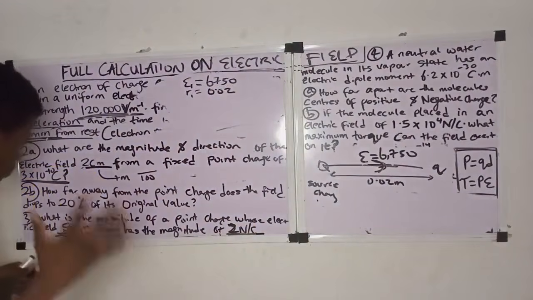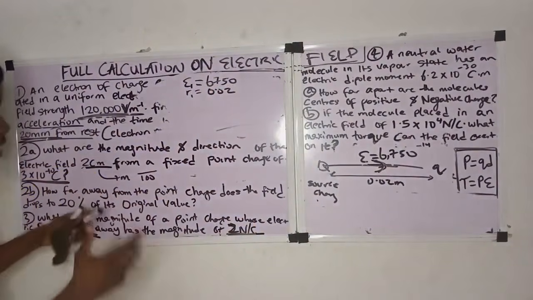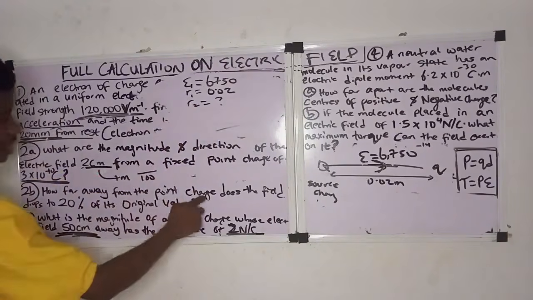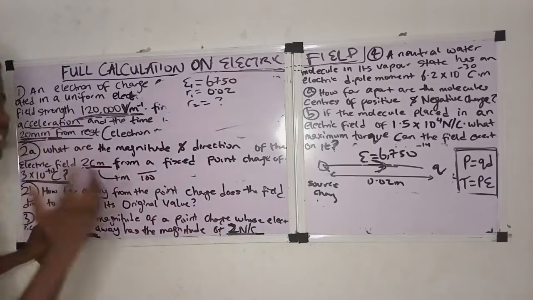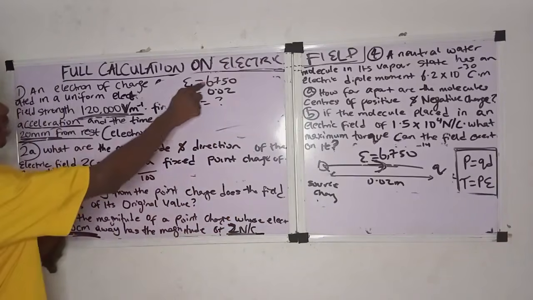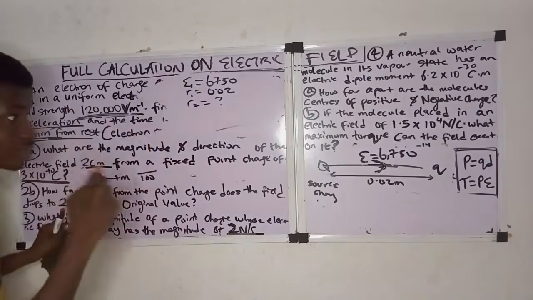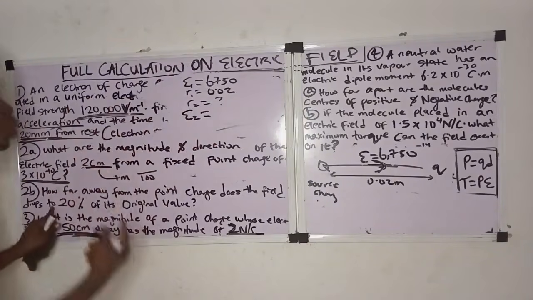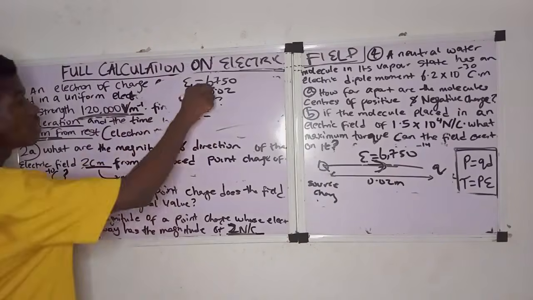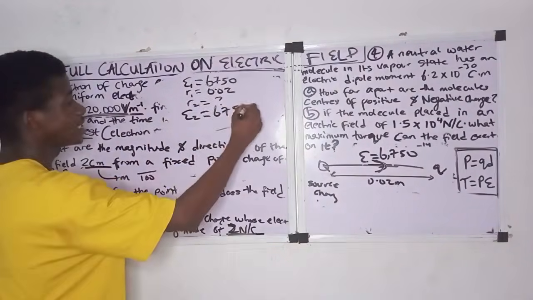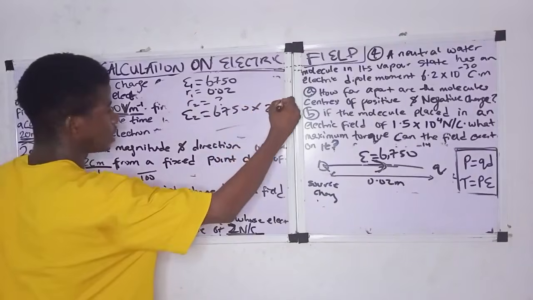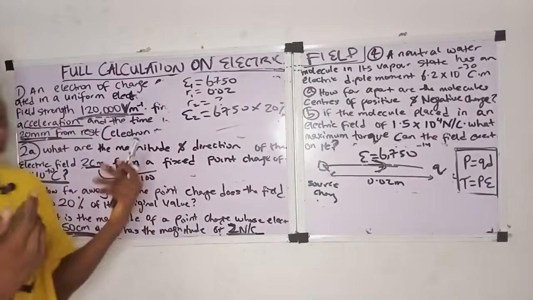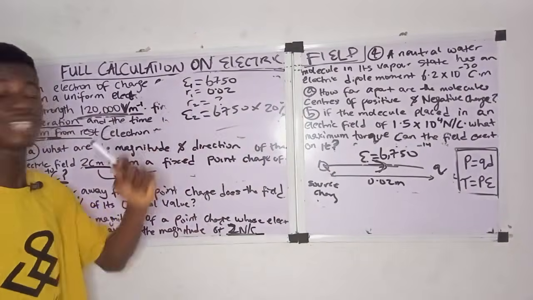Now, they said how far away are we looking for? R2, we don't know. How far away from the point charge does the field drop to 20% of its original value? This is the original value of the field, right? So the field drops to 20% of its original value. The original value is 6,750, then times 20%. So that will be our E2. What are we looking for? R2.